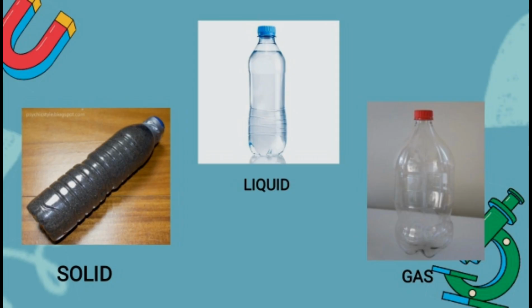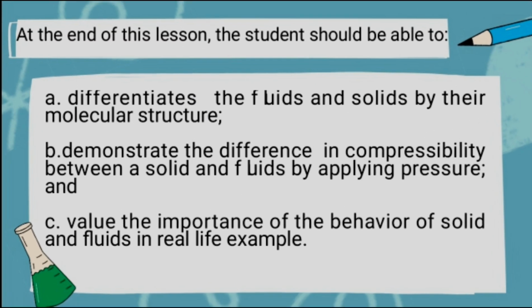Now, as we proceed to our discussion, let's be guided by our learning objectives. At the end of the lesson, the students should be able to differentiate fluids and solids by their molecular structure, demonstrate the difference in compressibility between solids and fluids by applying pressure, and value the importance of the behavior of solids and fluids in real-life examples.